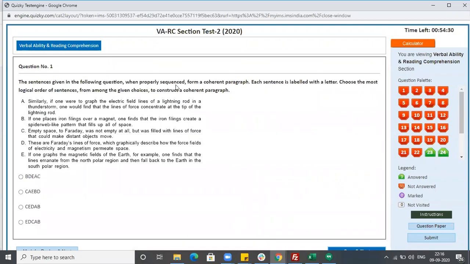Okay, the sentences given are probably in sequence from a coherent paragraph. Each sentence is labeled with a letter. So I have to rearrange these statements to form a reasonable paragraph. Similarly, okay, तो इससे तो start नहीं हो सकता. ऐसे similarly आ गया. That means I'm already talking about something, and similarly मतलब I'm taking the extension of it. So of course, यहाँ से start नहीं होगा.